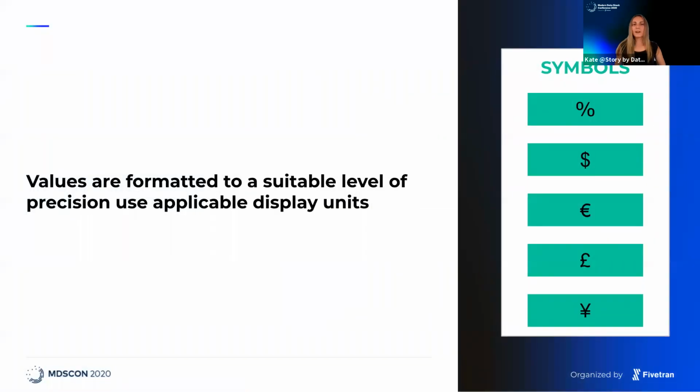All right, the next thing here, values are formatted to a suitable level of precision and use applicable display units. So what does that mean? If you're talking about dollars, use a dollar symbol. If you're talking about inches, use IN for inches. Same goes with percentages and other symbols that you can think of. And then the suitable level of precision, that just means if you're trying to show exact values, then go ahead and include the decimals. But sometimes you can round up numbers to the thousands or the millions so people can easily compare categories or values without having to really read the entire detailed number.